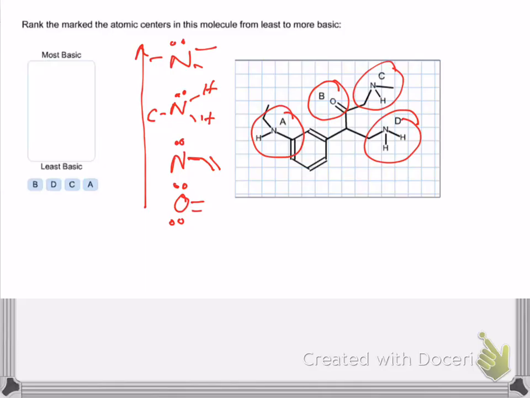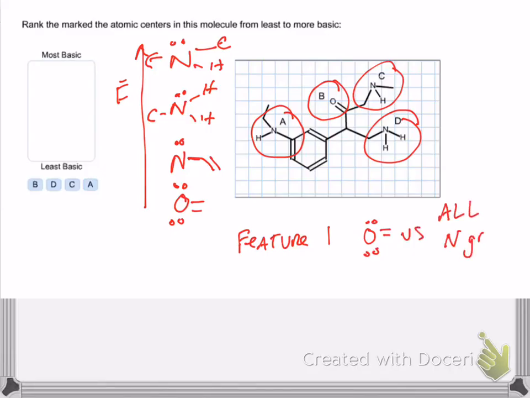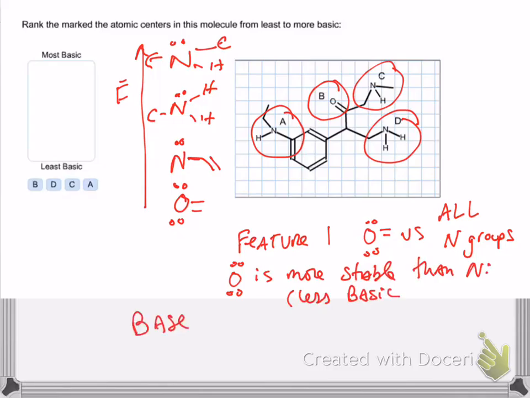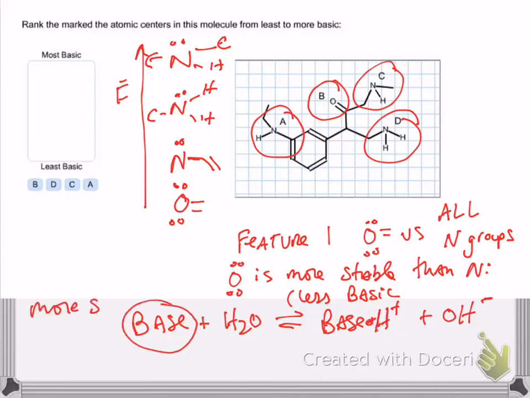And so this is going to produce our energy ordering, right? Because first we have feature 1. Feature 1 is going to distinguish oxygen for us versus all the nitrogen. So it's going to be the lowest potential energy because it's more electronegative. So oxygen is more stable than nitrogen, less basic. What we're going to see in general for bases is that the more stable the base, the less basic it is, because base now is a reactant. So the general reaction is base plus water to make the protonated base plus OH minus. So the more stable, the less likely to react, right? That's our story for bases.